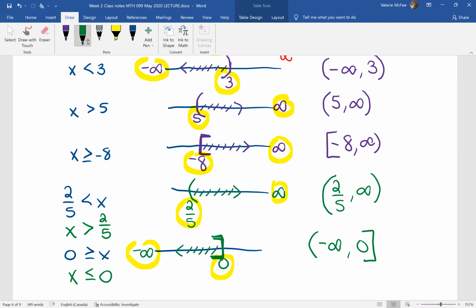Do some practice with writing inequalities on the number line and then writing it in interval notation before you listen to the next video lesson.